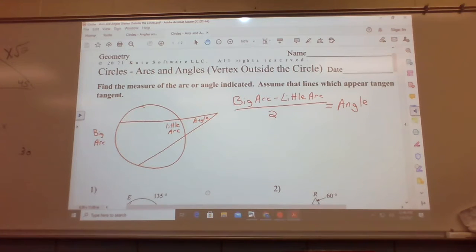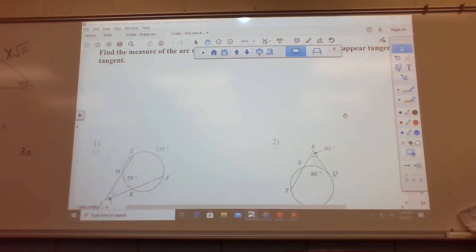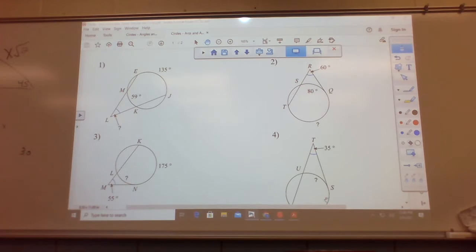Still see a couple people writing. I actually ended up erasing everything because it was getting a little out of control on how much was writing all over the board. So everything got erased. We all good? All right, moving on. So let's take a look at some example problems.